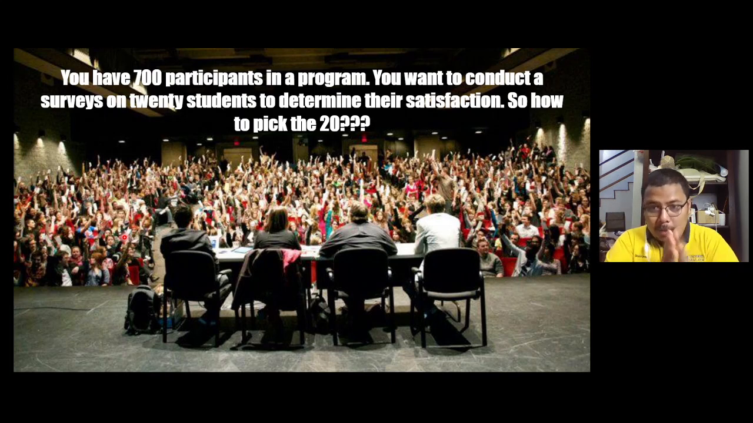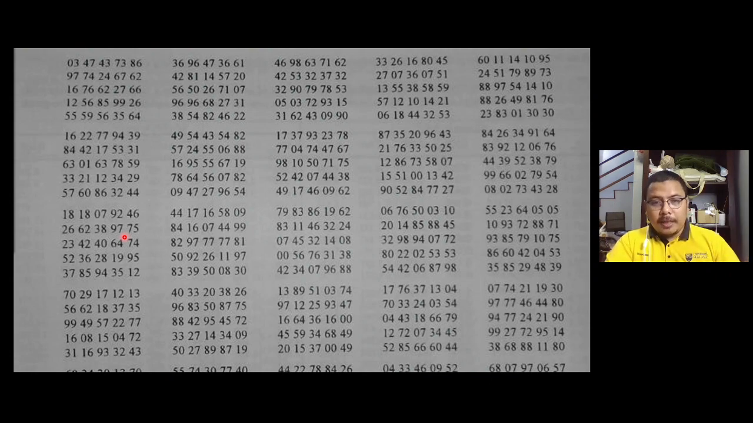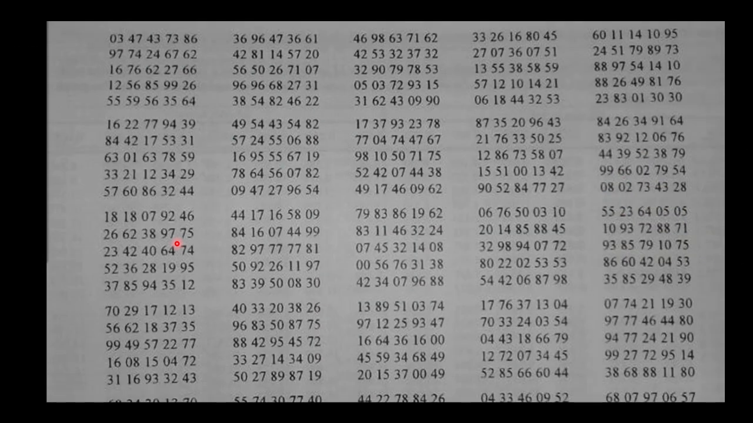But we need to be fair, so everybody has their own number. The first number, let's say I have number 1, you have number 2. My number will be 001, 002, 003, and we'll go up to 700. So first we pick a random starting point in the table.